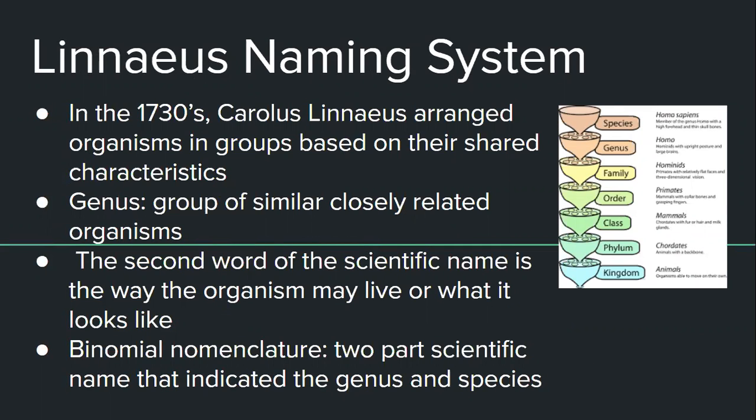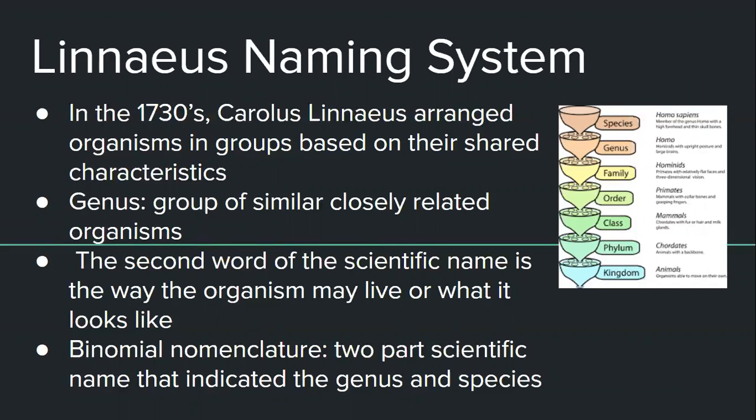In the 1730s, biologist Carolus Linnaeus arranged organisms in groups based on their observable features. Then he gave each organism a two-part scientific name. The first word of the name is an organism's genus, a group of similar, closely related organisms. The second word is the species and might describe where the organism lives or its appearance. The system in which each organism is given a unique two-part scientific name that indicates its genus and species is known as binomial nomenclature. Today, scientists still use this naming system that classifies organisms according to their shared characteristics.